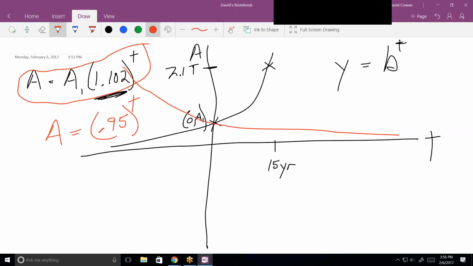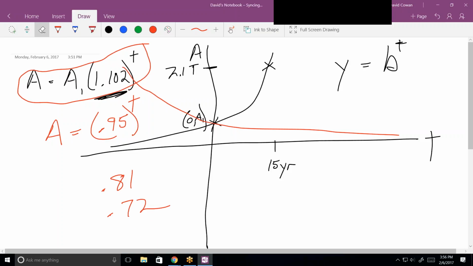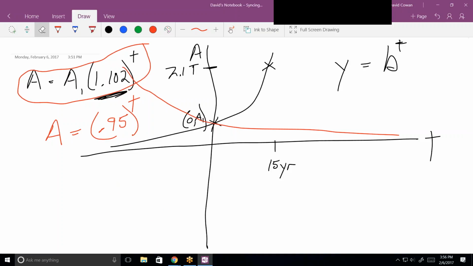Notice that when you take, let's take an easy one, 0.9 and square it, it becomes 0.81. Square it again, it becomes 0.72. Square it again, it becomes 0.6. Notice the answer is getting smaller and smaller as t is getting bigger and bigger. So whether these things represent exponential growth, the black curve, or exponential decay, the red curve, merely depends on whether b is between 0 and 1 or greater than 1.